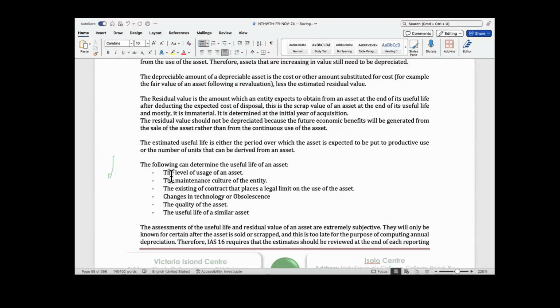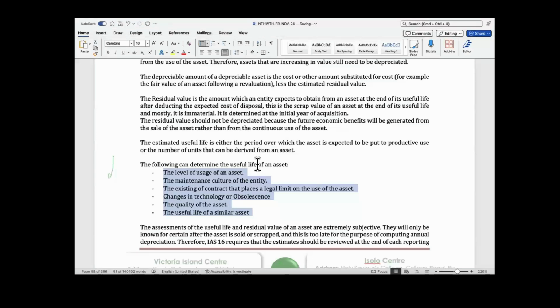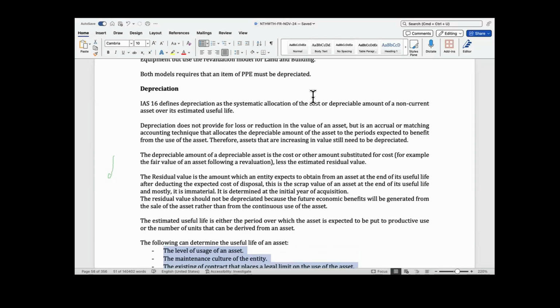So why I'm intentionally giving you this is because I asked it before: what are the factors that determine the useful life of an asset, for 4 marks? They asked it in May 2023, right? So a lot of my students came back with it, and they were able to come up with some good points as far as this is concerned. So we have broken down depreciable amount, which is cost minus residual value, and estimated useful life.